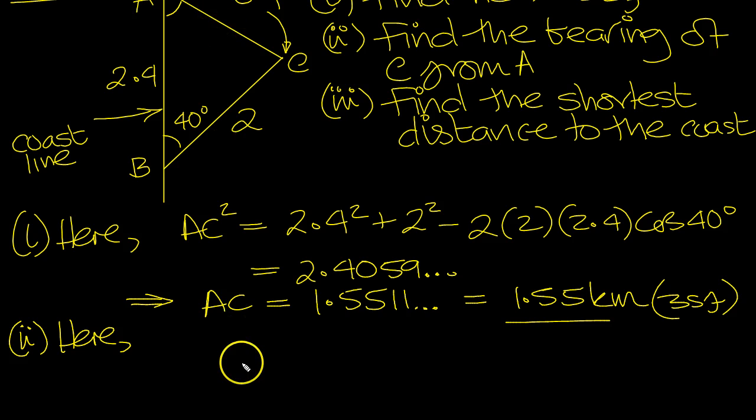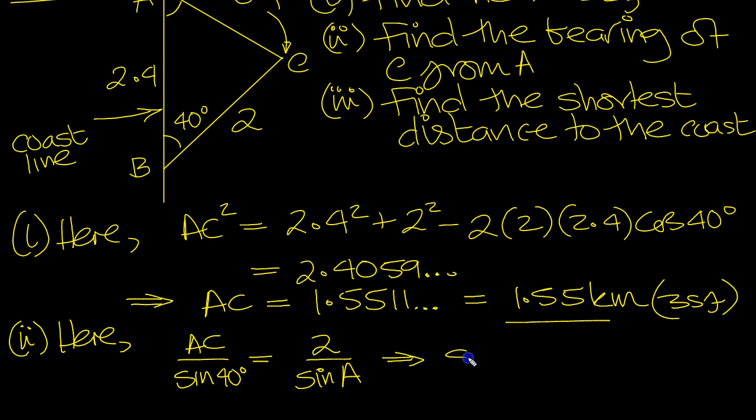gives, so we've got AC over sine of 40 is equal to 2 over the sine of A. So move this up to this side and times sine A is equal to 2. Move the sine 40 up to be with the 2 at the same time, and divide by AC. So that tells us that A is equal to shift sine.